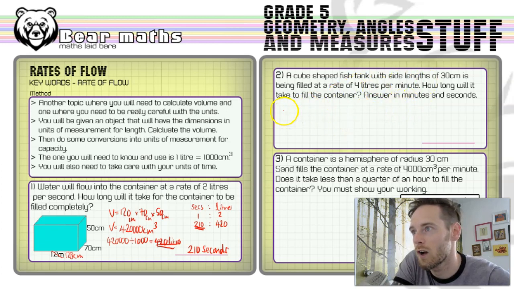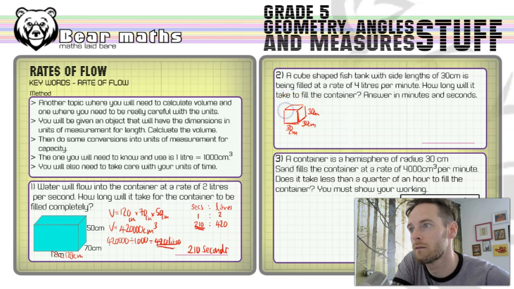First of all, we haven't got a diagram. Let's just draw a little sketch, because a cube, what we should know about a cube, is it's got the same length sides. The dimensions on it are all exactly the same. So a little sketch won't hurt. 30 centimeters, 30 centimeters, and 30 centimeters. There's our cubic fish tank. Let's work out the volume.